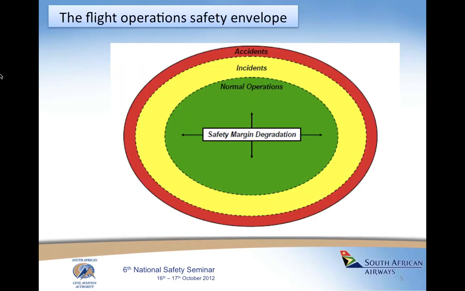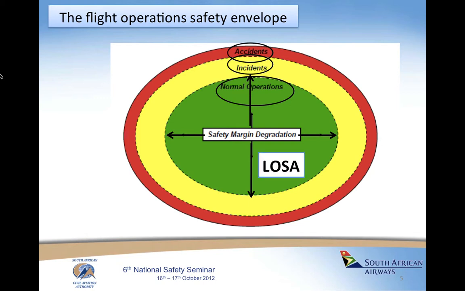Similar to this crocodile, the LOSA can be seen in this flight operation safety envelope. The green area or portion of the flight safety envelope is where normal operations take place, such as aircraft flying Joburg-Durban, Durban-Joburg in normal situation, no incidents, nothing that's undue in the operation. In the yellow area, this is where we get the incidents, if anything out of the normal procedure or normal flight occurs. And in the red portion, accidents.